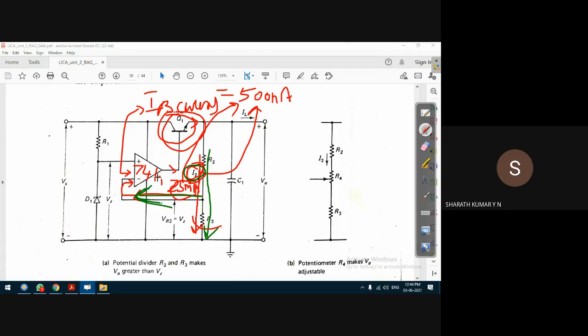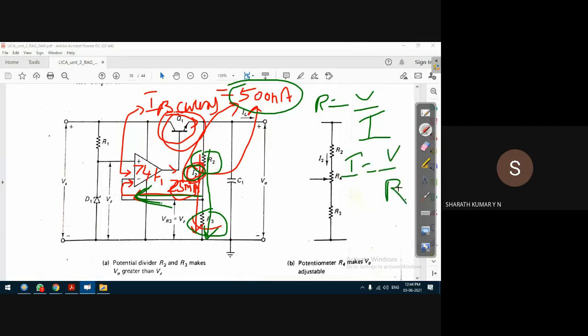Now, how do we select R2 and R3? If you select R2 and R3 based on this current, 500 nanoamperes, what will be the formula? Resistance R is equal to V by I, or in other words I is equal to V by R. If the current is very small, that is 500 nanoamperes, the R2 and R3 requirement will be very large. The resistance required will be in terms of mega ohms. Imagine dividing by 500 nanoamperes, it is in terms of mega ohms.